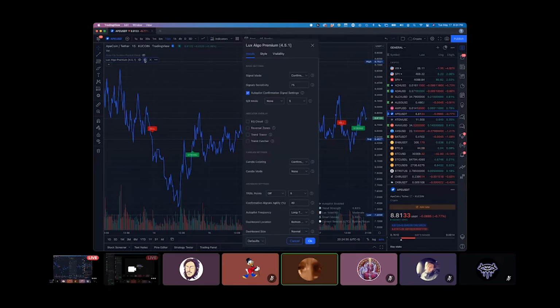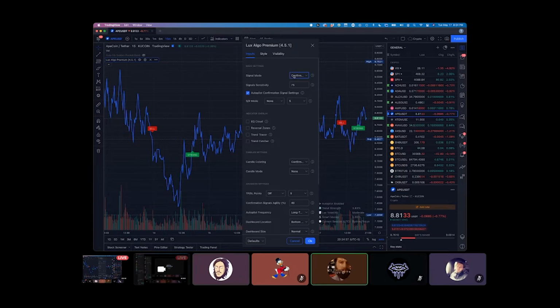Okay, so you're in here, you hit signal mode with autopilot. Signal mode and autopilot frequency are the only ones that really affect the alerts. The rest is BS. So these things matter when you turn autopilot off. A lot of the settings with Lux Algo, I love it, but there's a lot to be desired when it comes to functionality.